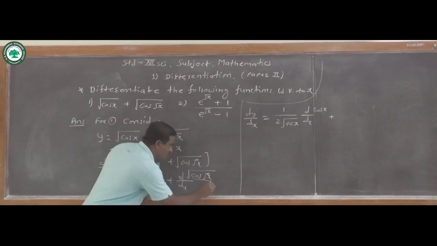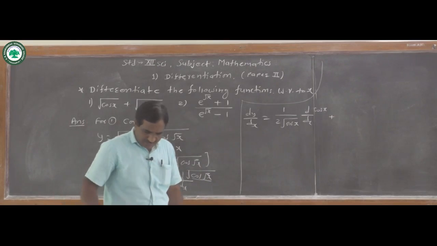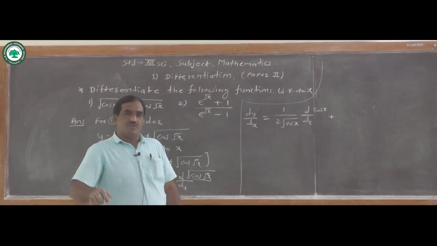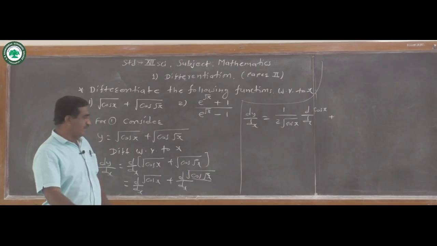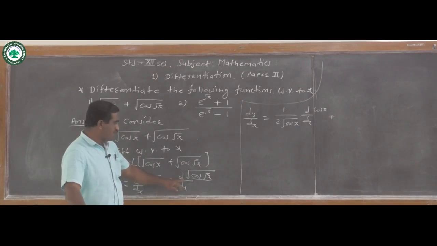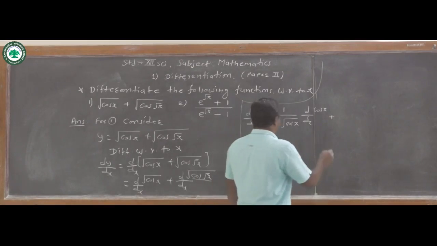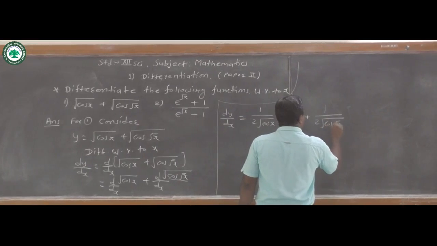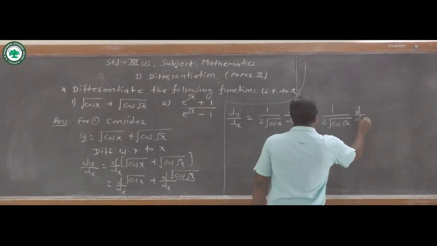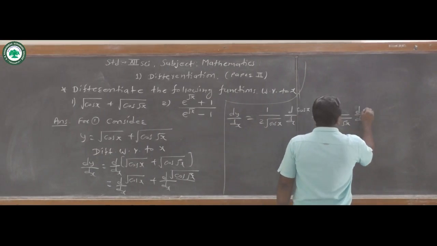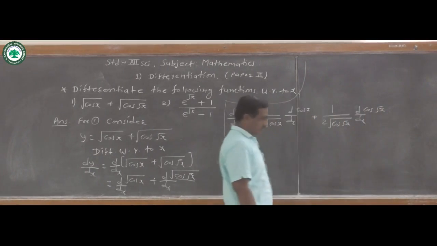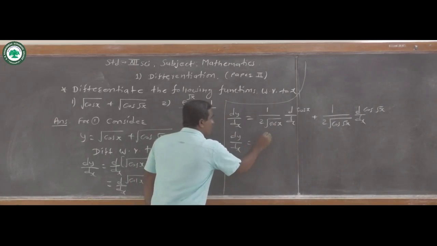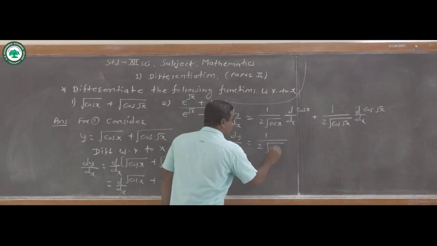Plus similarly this is also a composite function. Suppose this underlying term cos of root x as f of x, then derivative of root of f of x is 1 upon 2 into root of f of x into f dash of x. Therefore using this formula we can write derivative of this function is 1 upon 2 into under root cos of root x into d by dx of cos of root x.